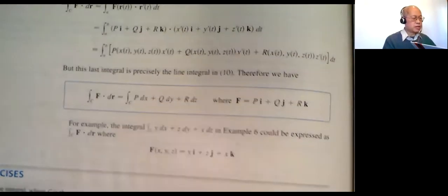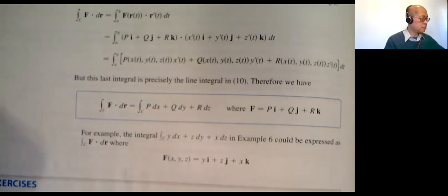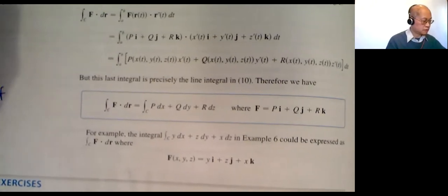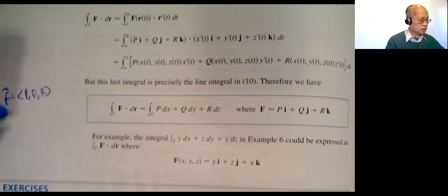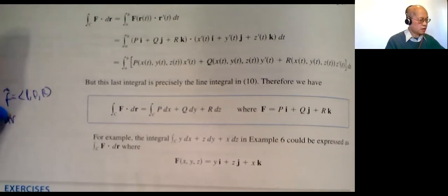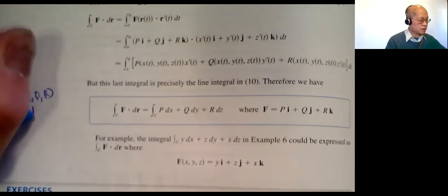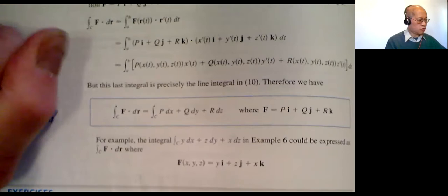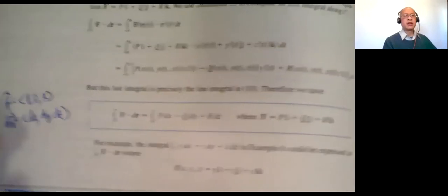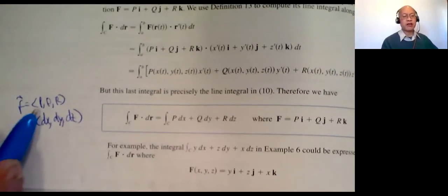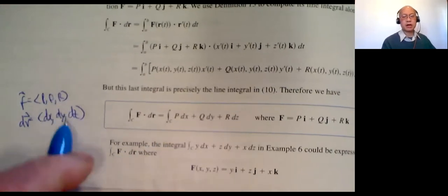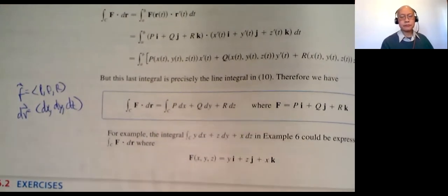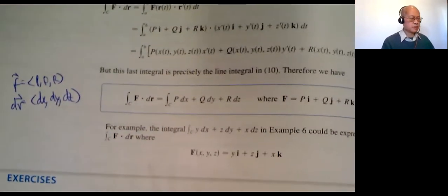Okay, so f is PQR. Maybe I'll just write this. F is PQR, dr is dx, dy, dz. So if I take their dot product, I have p dx, there it is, plus q dy, there it is, plus r dz.